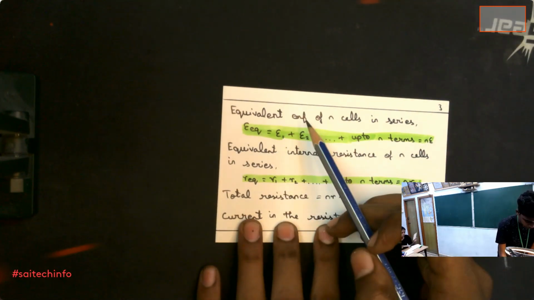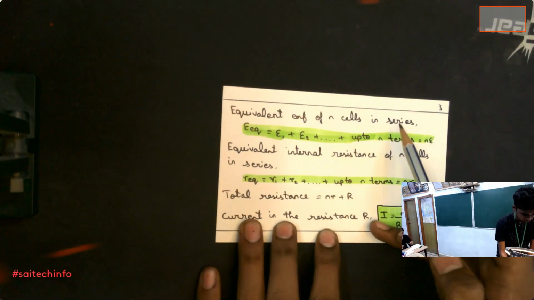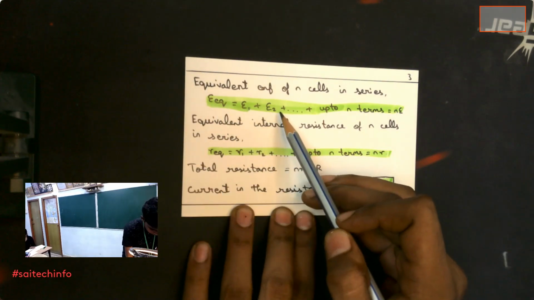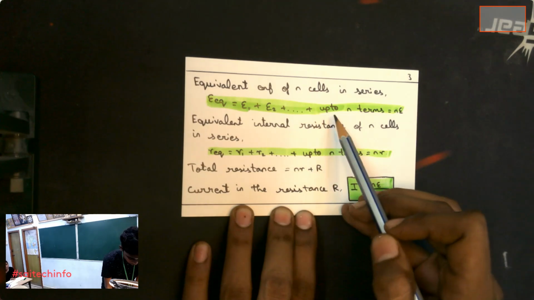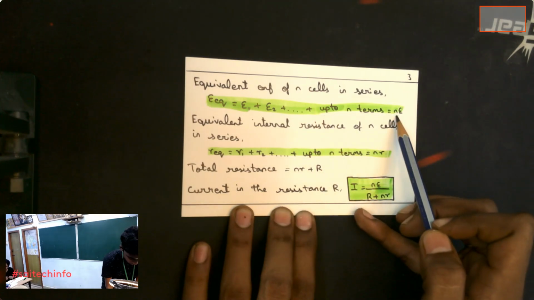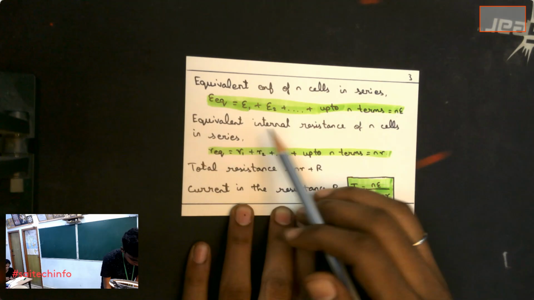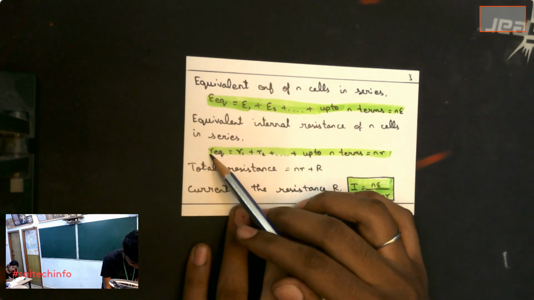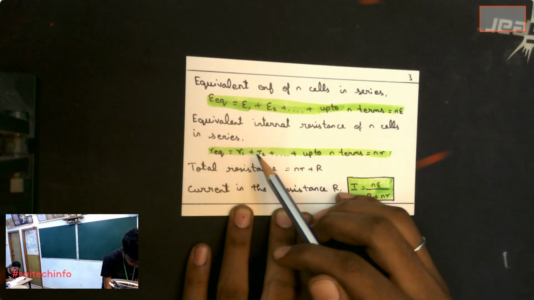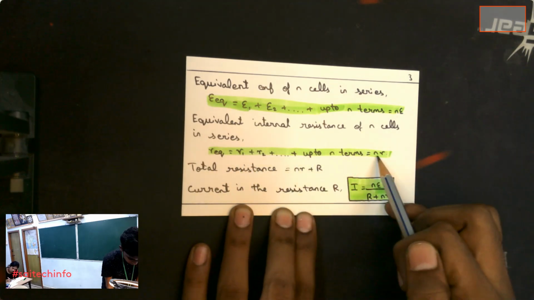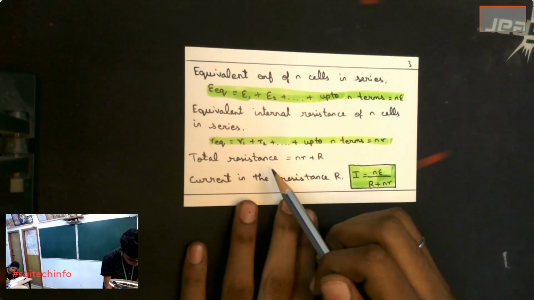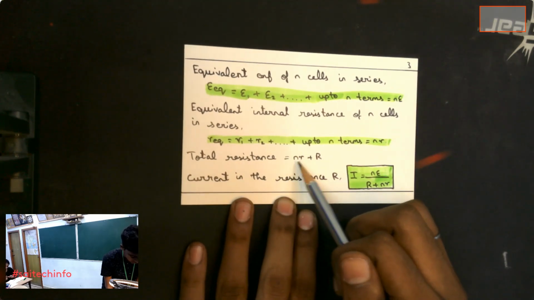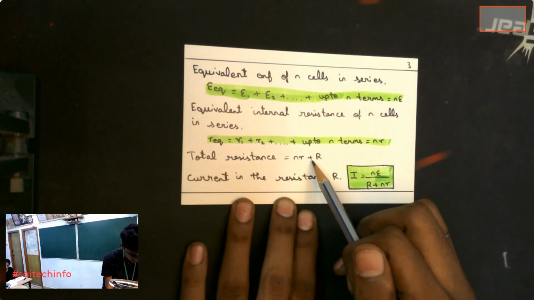The equivalent EMF of n cells in series is given by E1 plus E2 plus E3 up to n terms, which is equal to nE. Equivalent internal resistance of n cells in series is given by Req equals r1 plus r2 up to n terms, which is equal to nr. Total resistance is equal to external resistance plus number of cells into internal resistance.